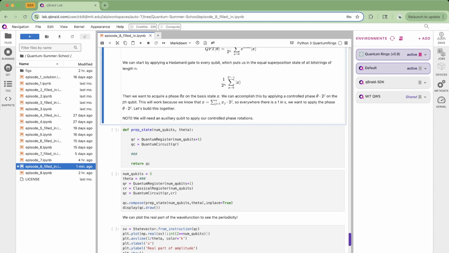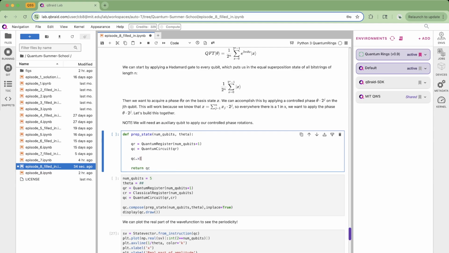So we're going to need an auxiliary qubit to apply our controlled phase rotations. If we have our auxiliary qubit in the 1 state, and we have a C phase gate, then only when both of them are in the 1 state would it apply a phase. The first thing that we're going to want to do is apply an X gate to our auxiliary qubit so that our controlled phase gates will be activated.